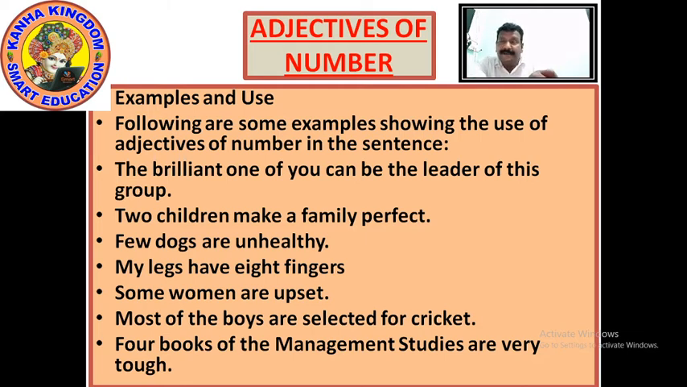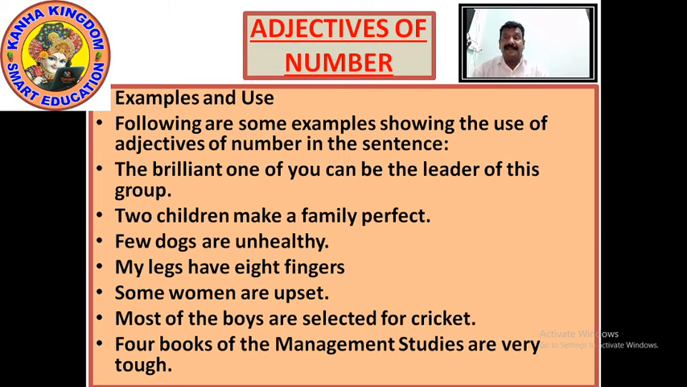Some. Right. My leg has 8 fingers. What does it say about the fingers? What does it say about my leg? It is telling about my leg, that it has 8 fingers. My leg is a body part. The adjective of number used here is 8. When you talk about 8 fingers of the leg, here the adjective of number is 8.